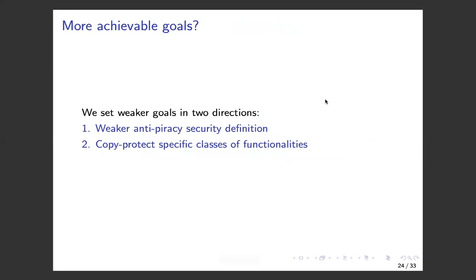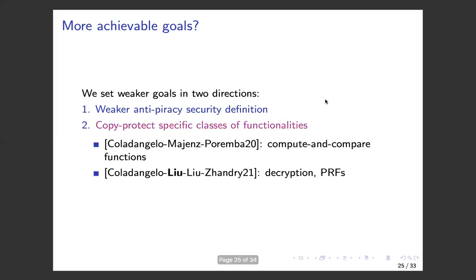So given such a barrier, what can we do? We can set some weaker goals. The first weaker goal is that we weaken our anti-piracy security definition. And the second is we just try to copy protect smaller classes of functions. So for the second goal, this is not the focus of our work. So we'll just discuss some follow-up works. One does copy protection for compute and compare functions in the random oracle model, and the other does quantum copy protection for decryption and PRFs.